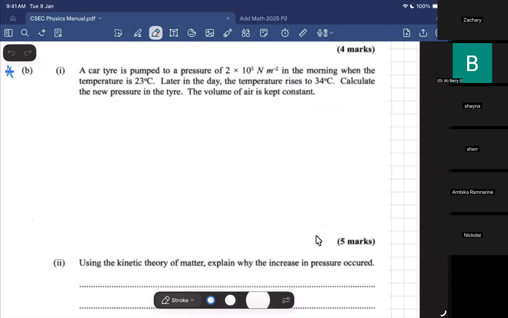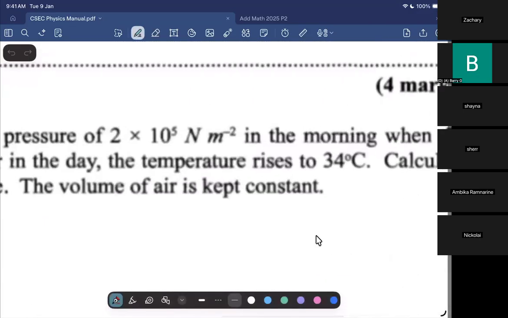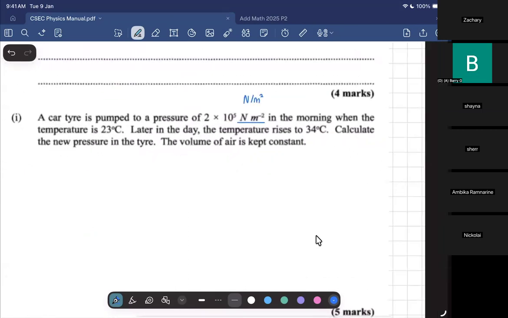A tire is pumped to a pressure of 2 by 10 to the power of 5 Newton meter squared. Anytime you see this notation, another way you could write that is Newton per meter squared. So instead of saying Nm minus 2, you could say Newton per meter squared. Anytime you see a negative power, that means it would have been the denominator, so you'll say per. Right? Continue.